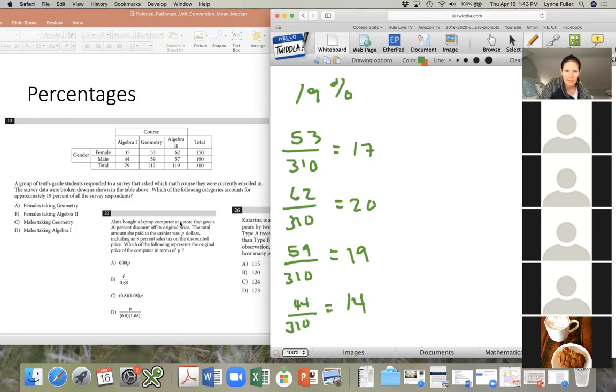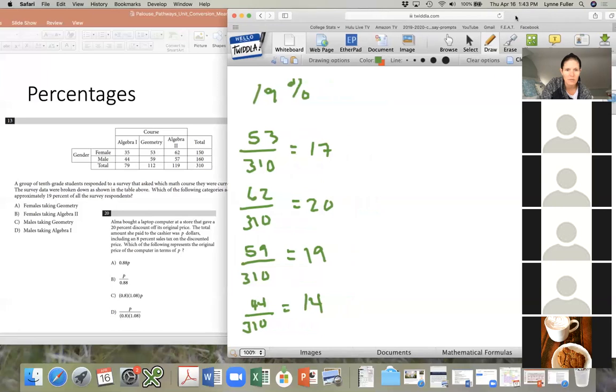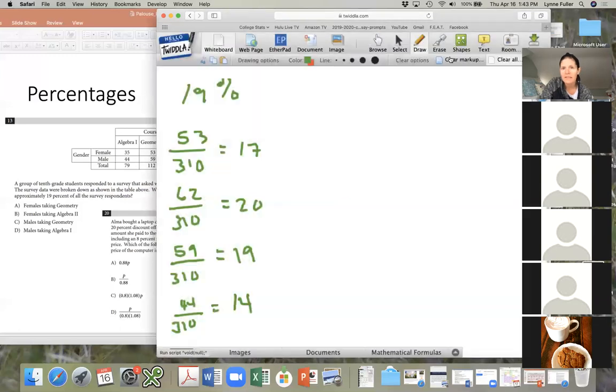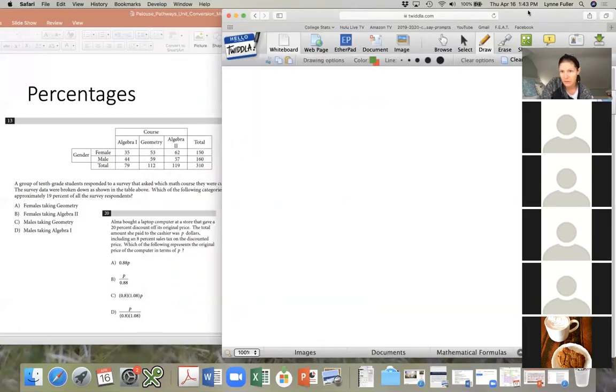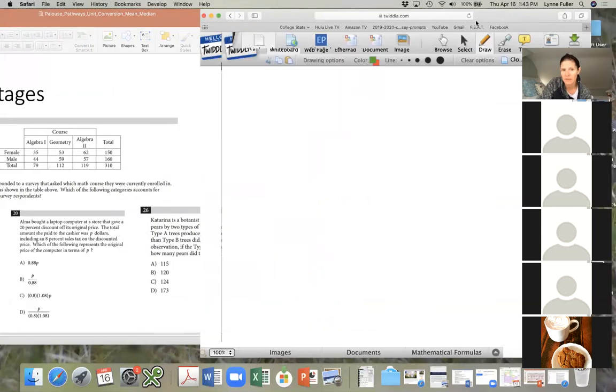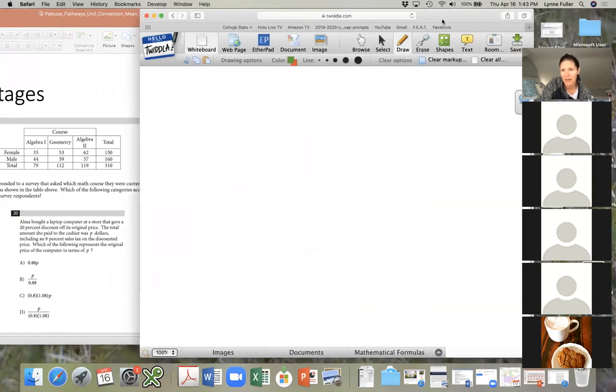Alma bought a laptop computer at a store that gave a 20% discount off of its original price. The total amount she paid the cashier was P dollars, including an 8% sales tax on the discounted price. Which of the following represents the original price of the computer in terms of P? All right, this leads me into a little side lesson about percent change and about thinking of numbers that work well for percent change, and also how to deal with tax and tip in general in life, and then discount rates and how to think about that.